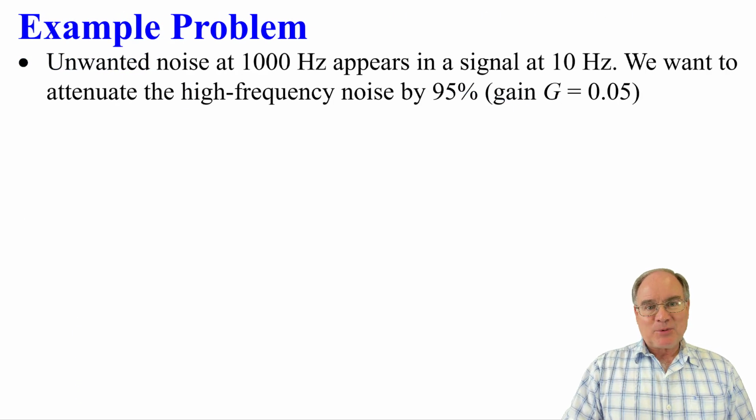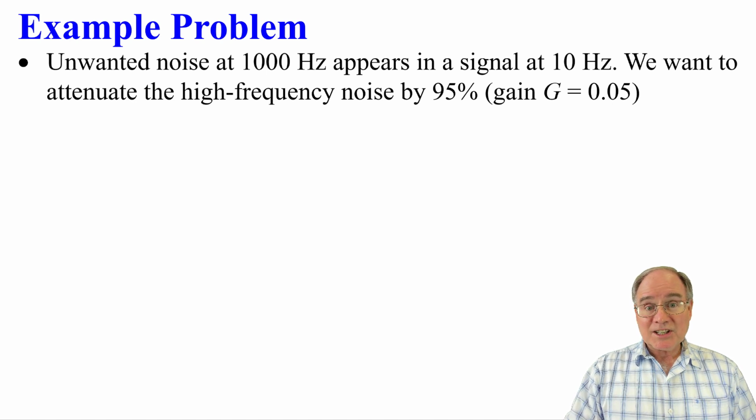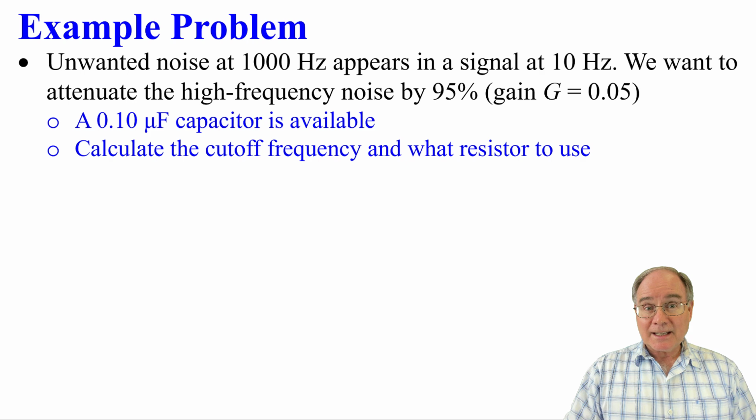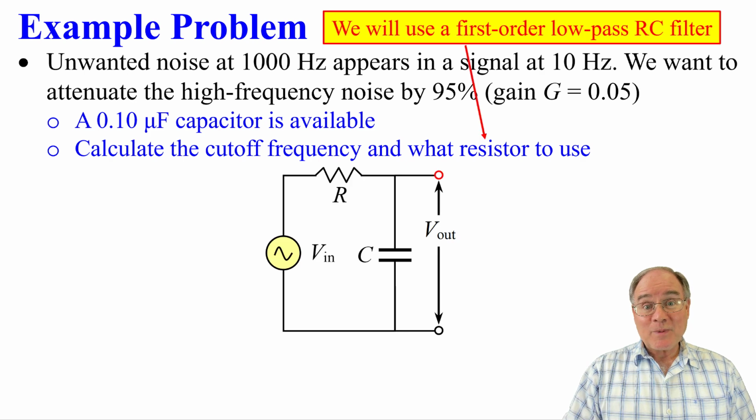Now let's do an example problem. Suppose unwanted noise at 1000 Hz appears in a signal which is 10 Hz. We want to get rid of or attenuate that high frequency noise. Suppose our goal is 95% attenuation. In other words, G is 0.05. Suppose we have a 0.1 microfarad capacitor. Let's calculate the cutoff frequency that's needed and the value of the resistance to be used. We'll use a simple first-order low-pass RC filter, as we've been discussing.